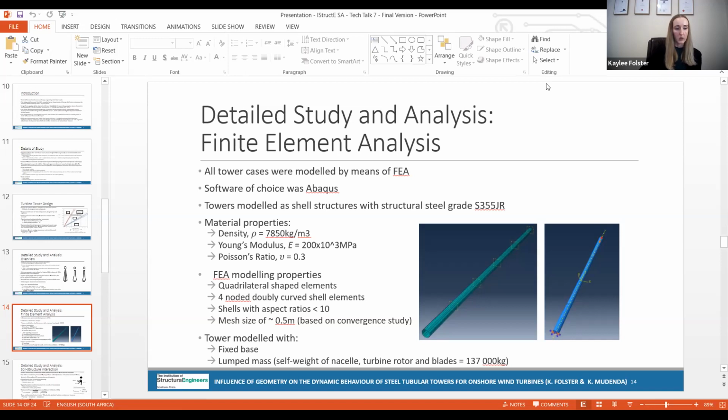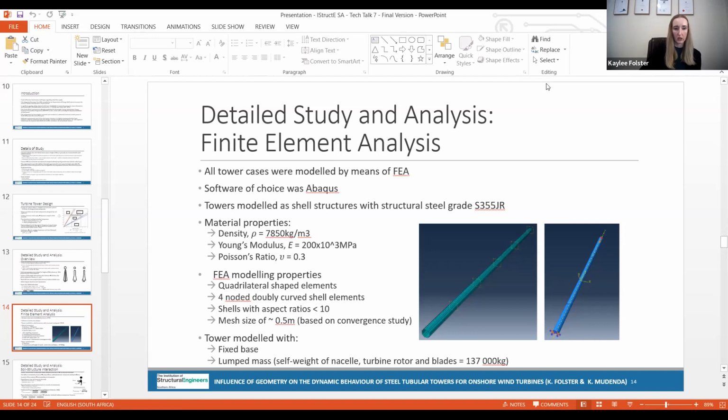And then when it came to the finite element properties, we considered quadrilateral shaped elements, and more specifically four-noded doubly curved shell elements, and then shells with aspect ratios of less than 10. And then we made use of a mesh size of around 0.5 meters. So this mesh size was actually based on a convergence study that we also carried out, where we looked at different types of meshes and different sizes in order to optimize it.